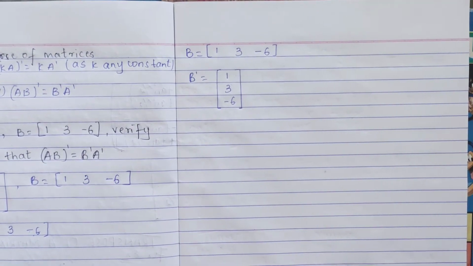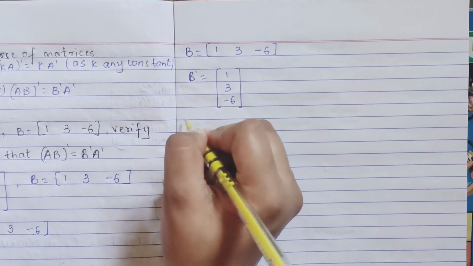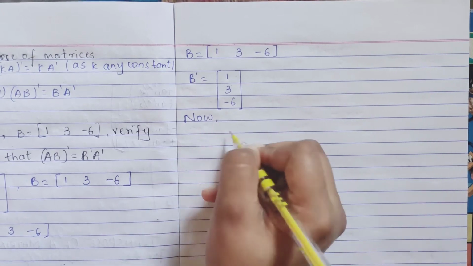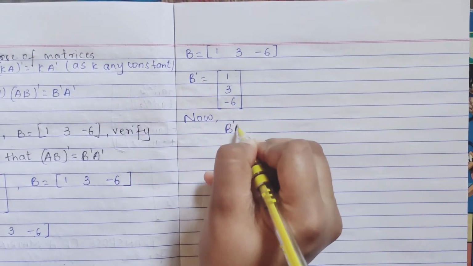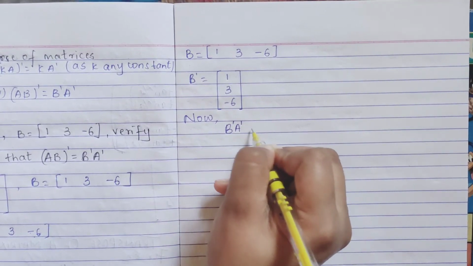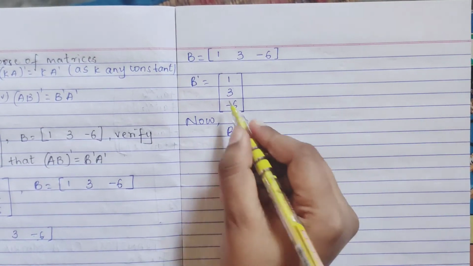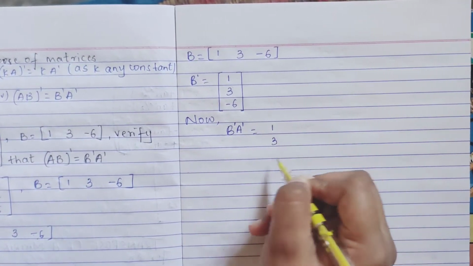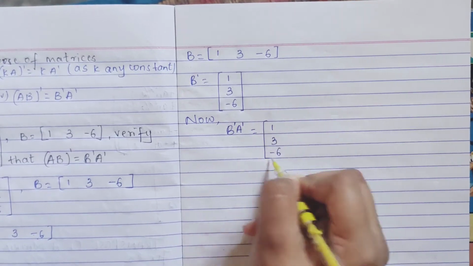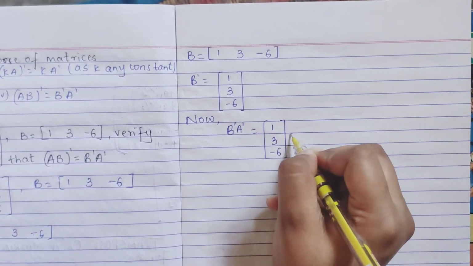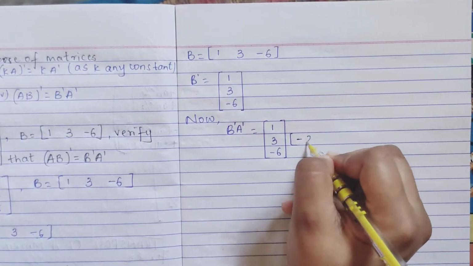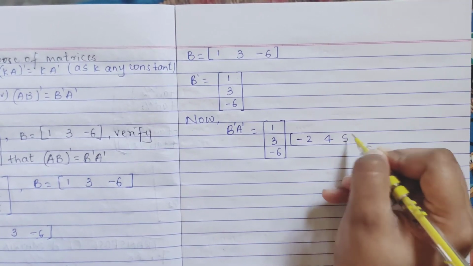So you have got A transpose and B transpose. Now you have to find the product of what? B transpose into A transpose. Be careful, okay? Your product here is B transpose, A transpose, not A transpose into B transpose. So what is your B transpose? It is 1, 3, -6. And your A transpose is -2, 4, 5.